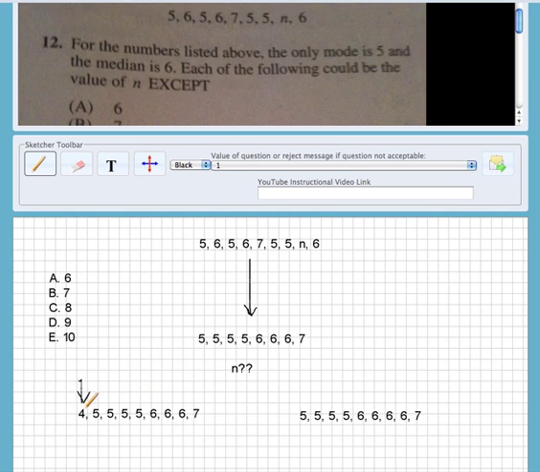Okay, so if we put a 4 here, now in the problem here it says the only mode is 5, so that's still true, and the median is 6. Okay, so at this point though, the median is the middle number, so there are 4 numbers to the left here of this 5, and then 4 numbers to the right, so the median is actually 5 here. Okay, so that violates the problem setup here.